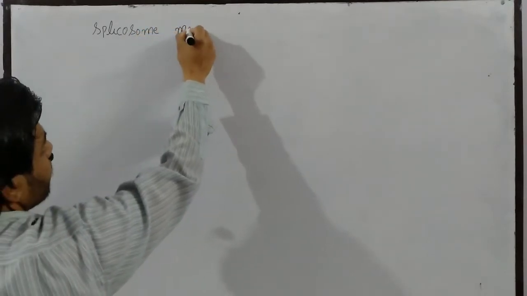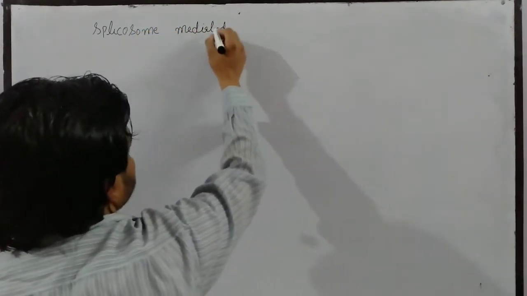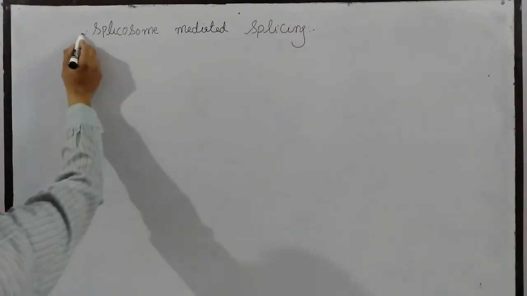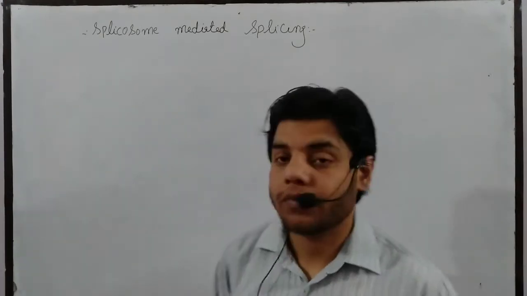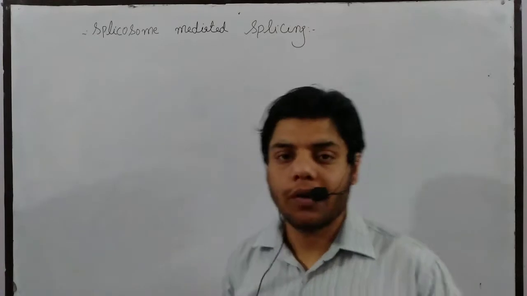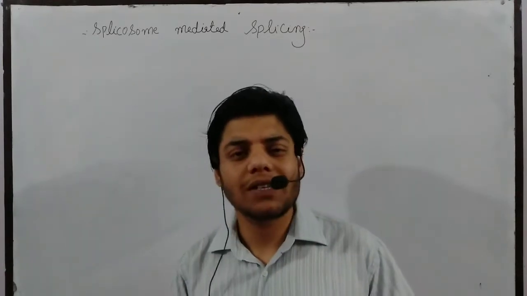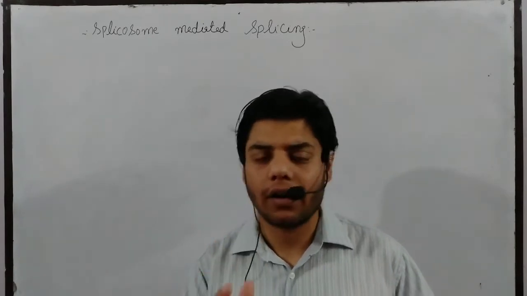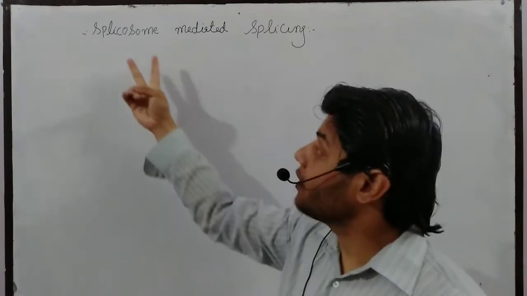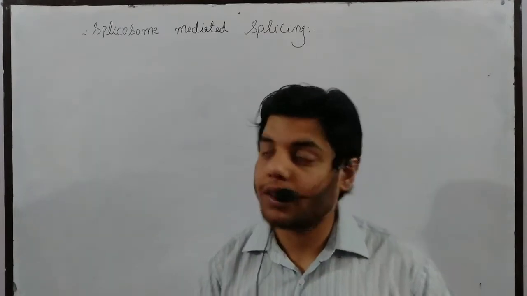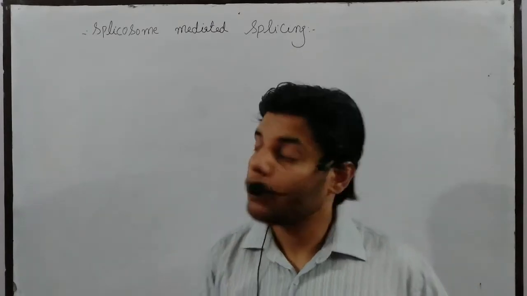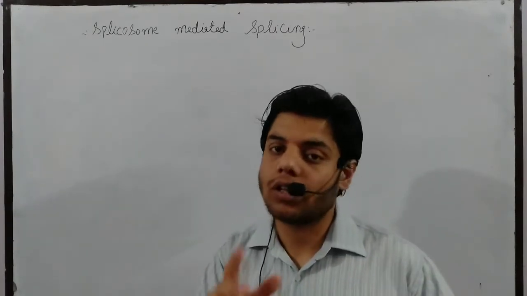Okay, so let me write. Now, what is spliceosome mediated splicing? First of all, we need to understand the spliceosome. Spliceosome is the combination of 150 proteins plus the small nuclear RNA proteins. When these two complexes are bound together, they make a spliceosome, and along with them there is also the intron portion as well.